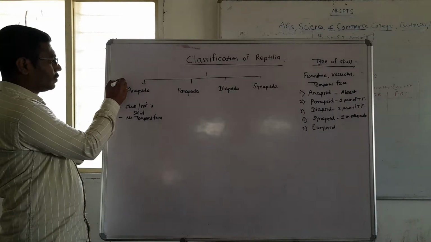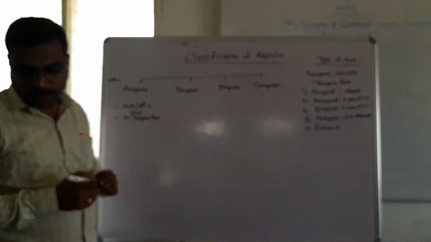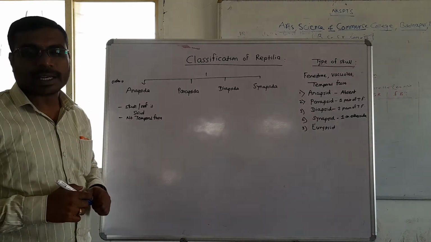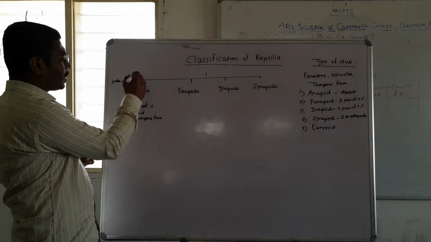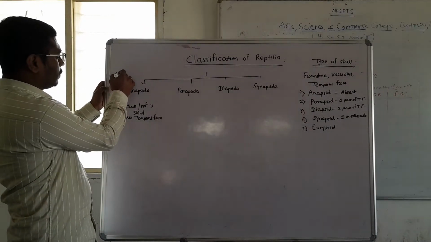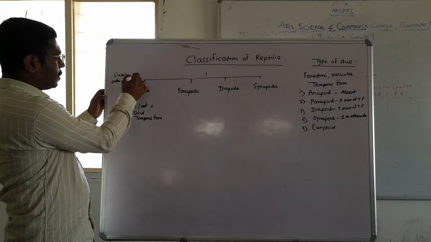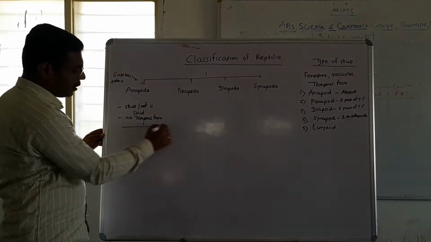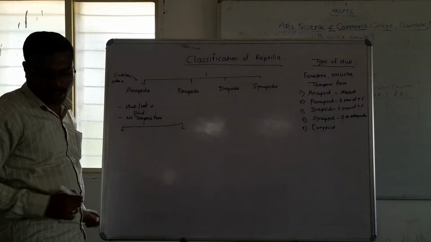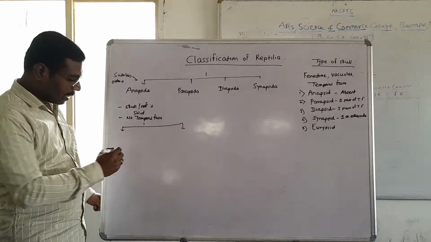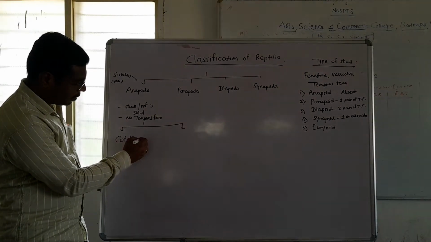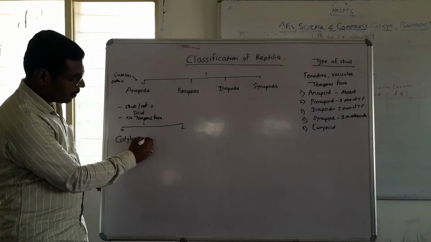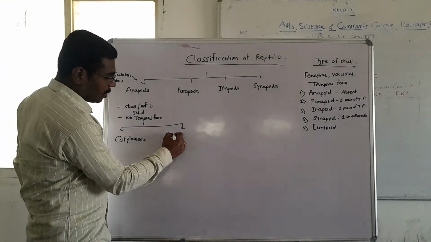Now subclass Anapsida is divided into two orders. First order is Cotylosauria. And second is Chelonia.